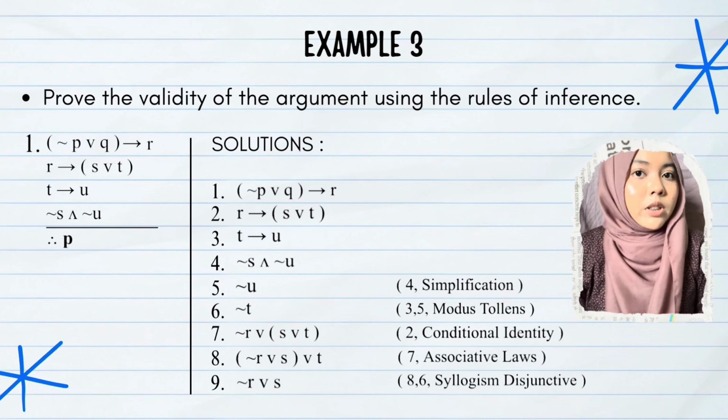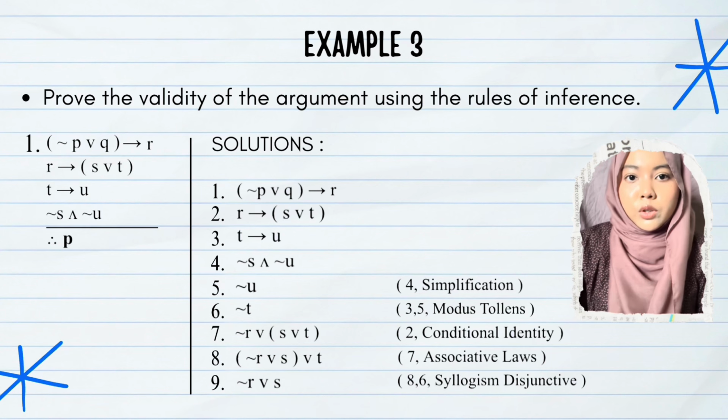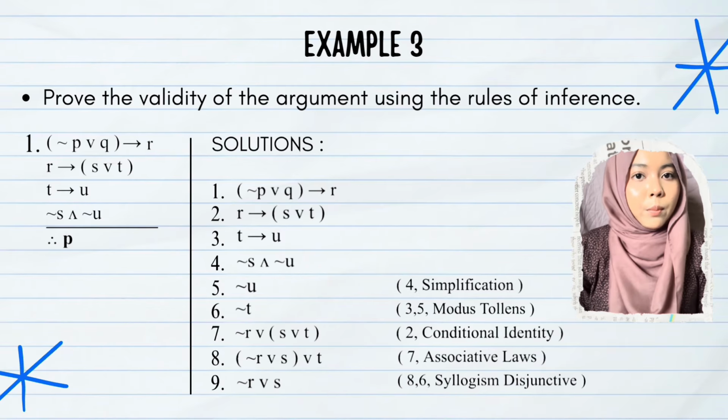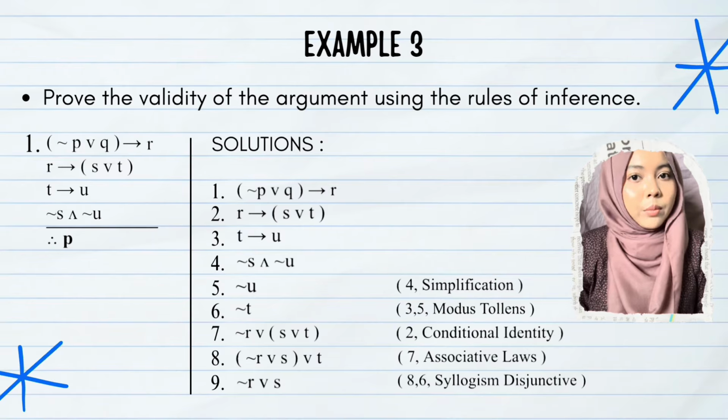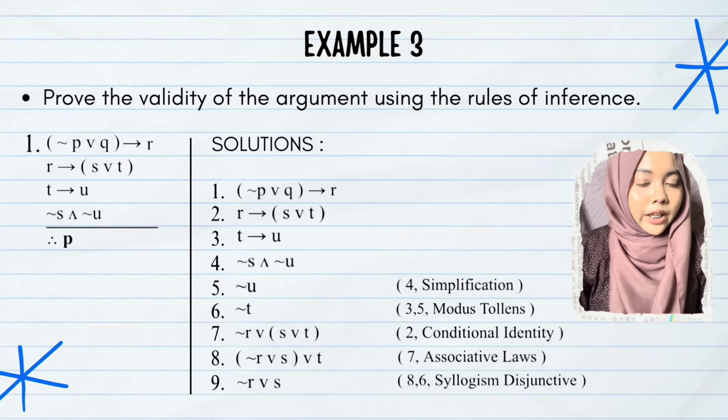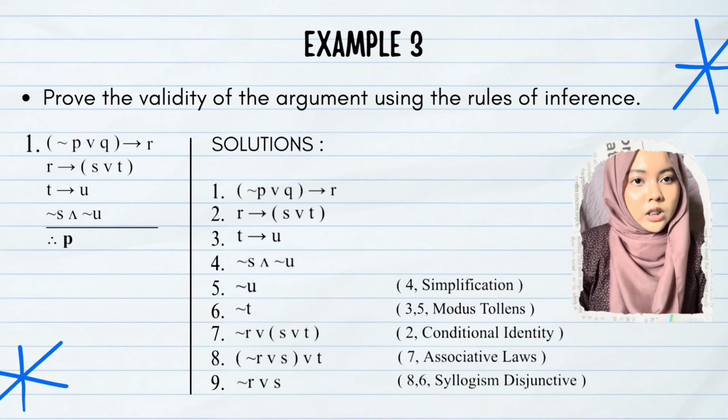Now we proceed with premise 7. From premise 2, we use conditional identity to rewrite the implication as not R or (S or T). Next, for premise 8, from premise 7, we use the associative law to rearrange the brackets without changing the meaning. So we obtain (not R or S) or T. Then for premise 9, we use disjunctive syllogism on premises 8 and 6. Since T is false, it can be eliminated, leaving not R or S.